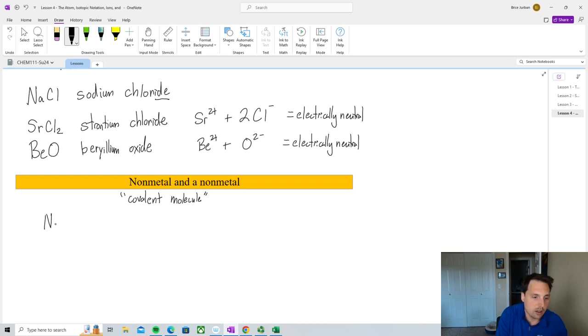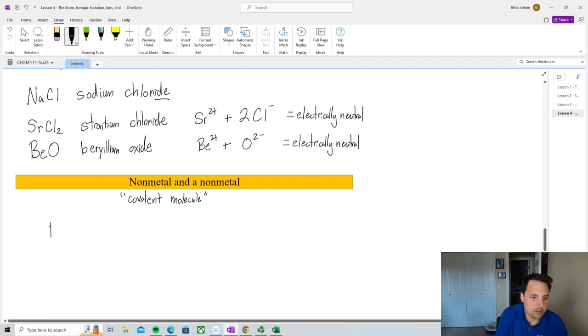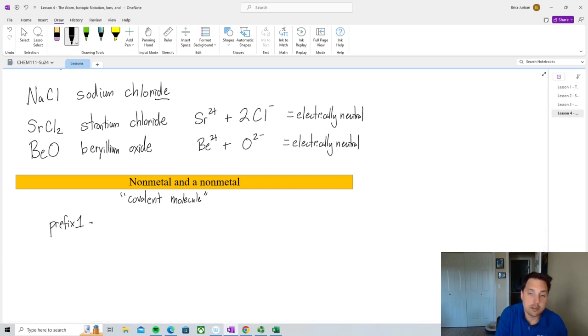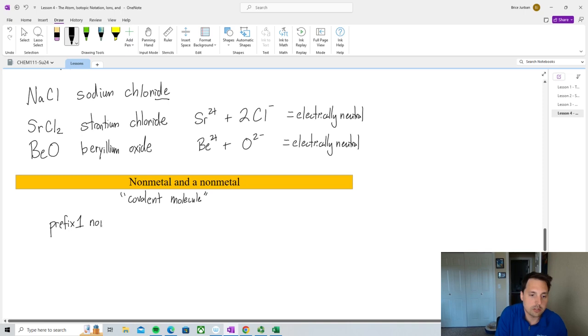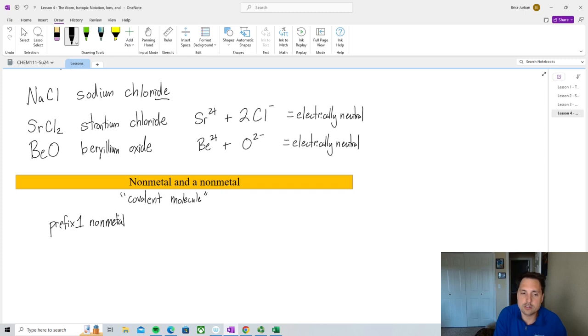So we're going to use prefix 1 plus the name of the first nonmetal, whichever one's listed. We'll learn reasons why one of the nonmetals is listed first versus the other later on, and then prefix 2 with the other nonmetal, and we'll actually change the ending on this one to IDE as well. All right, so let's look at what the prefixes are.